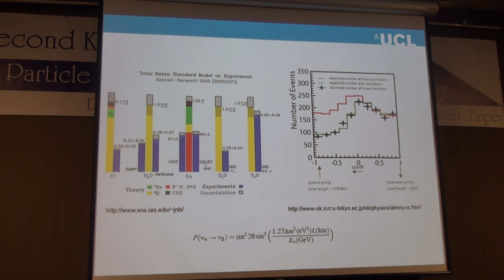So first of all, let's look at the evidence of neutrino oscillations. Now there are two main evidences. One is from atmospheric neutrinos, the other one is solar neutrinos. This one is from Super-Kamiokande. It was first observed back in 1998. This one is the zenith angle.